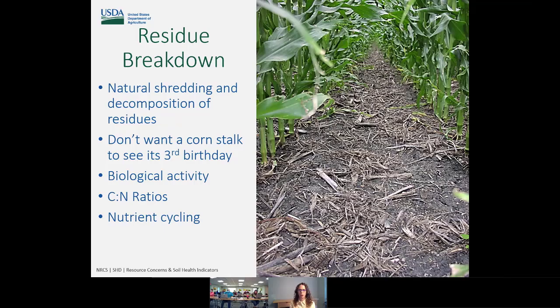Because essentially you're not wanting a corn stalk to see its 3rd birthday. So it should be completely broken down by the 3rd rotation. And the biological activity will be really reflected very well in this kind of assessment. And again, C:N ratios influence it. And ultimately, we are looking at how the residues participate and are incorporated in nutrient cycling.